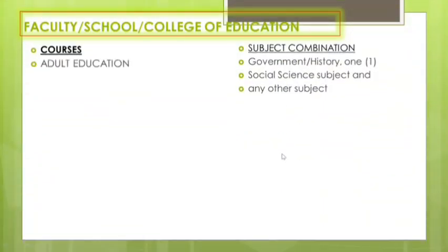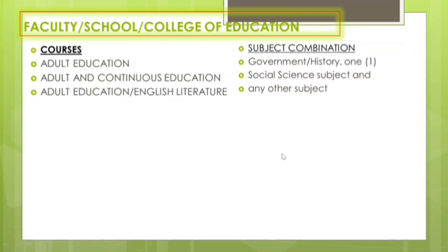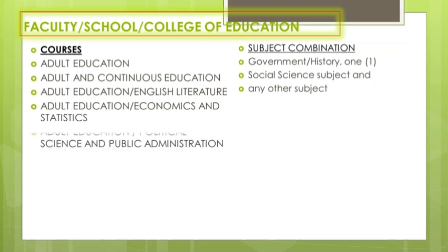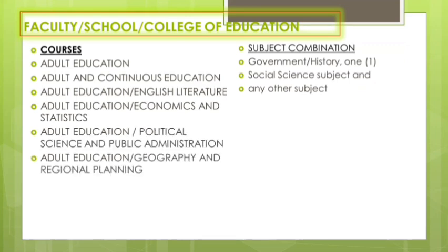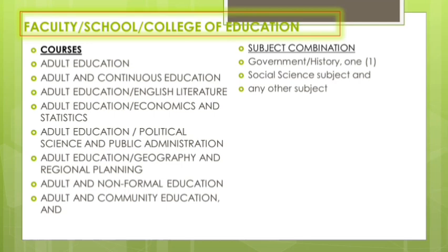For candidates applying for adult education, adult and continuous education, adult education or English literature, adult education or economics and statistics, adult education or political science and public administration, adult education or geography and regional planning, adult and non-formal education, adult and community education, and adult education and community development, your JAMB subject combination include government or history and one social science subject and any other subject.